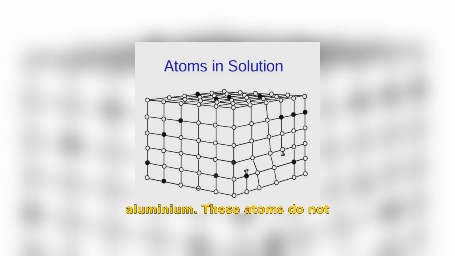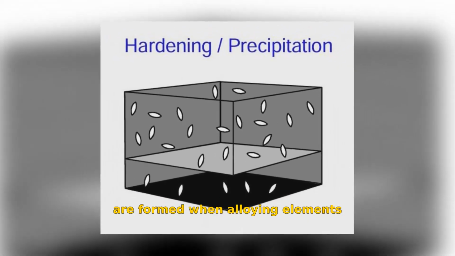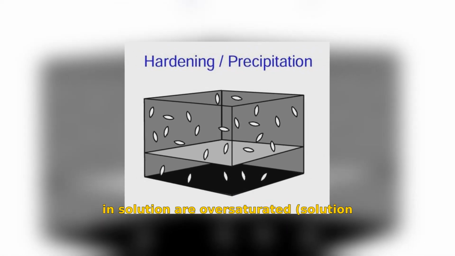These atoms do not quite fit into the lattice, meaning the surrounding aluminium atoms are displaced slightly. This impedes the migration of dislocations through the crystal. This figure shows particles, or thin bars, precipitated in the crystal lattice. Such particles are formed when alloying elements in solution are oversaturated, by solution heat treatment, and precipitated, by aging.